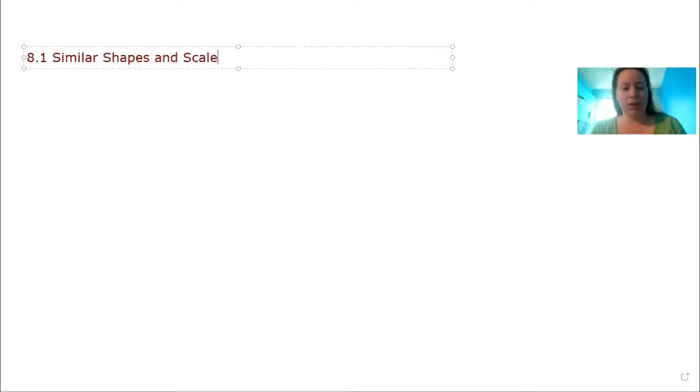I actually forgot to press record when we were going over lesson 8.1, the notes for it. So that's what this is going to be. This is going to be lesson 8.1, similar shapes and scale drawings. I know there were some of you who missed it for various reasons, being online or perhaps not.